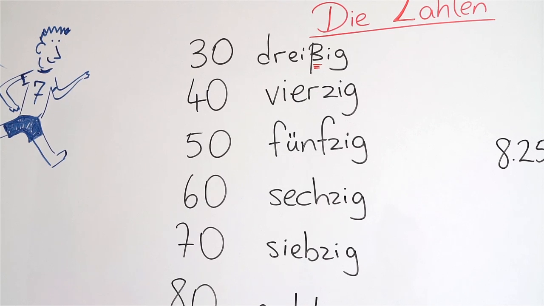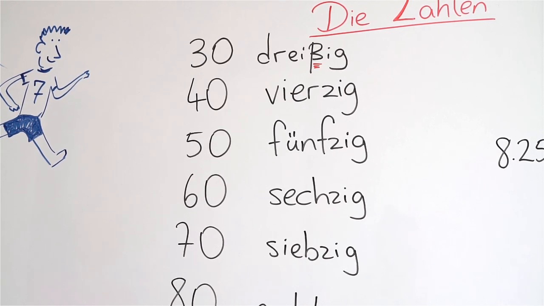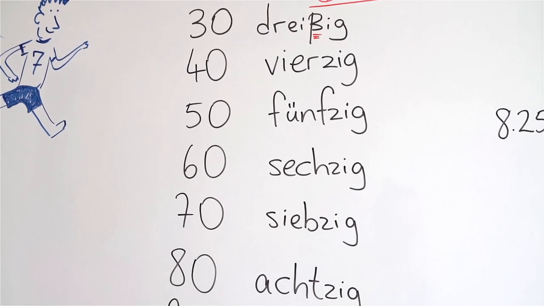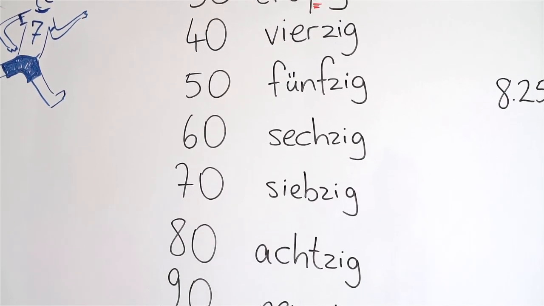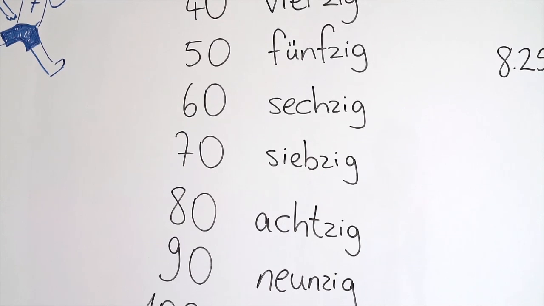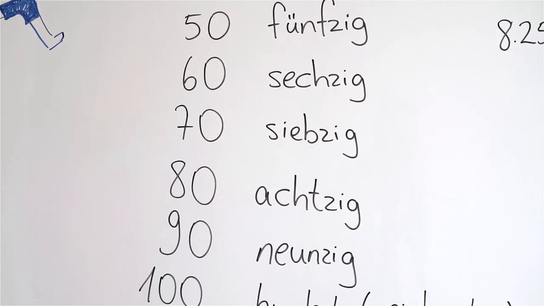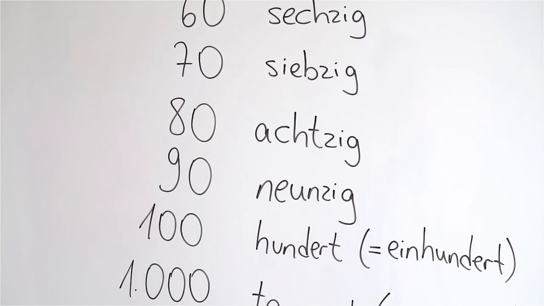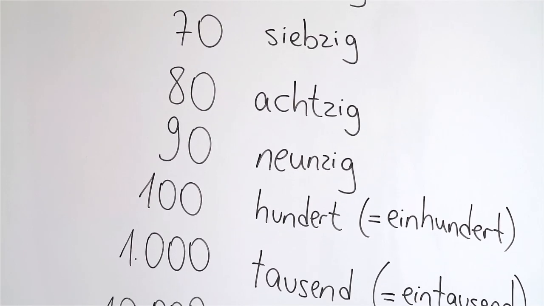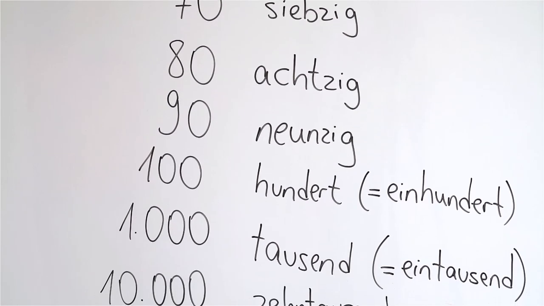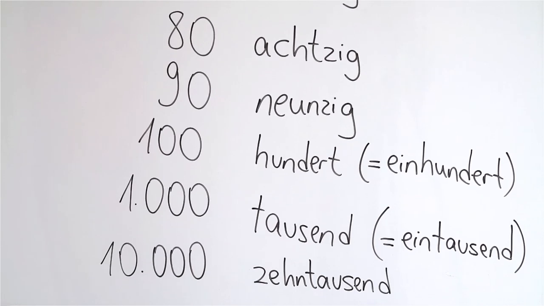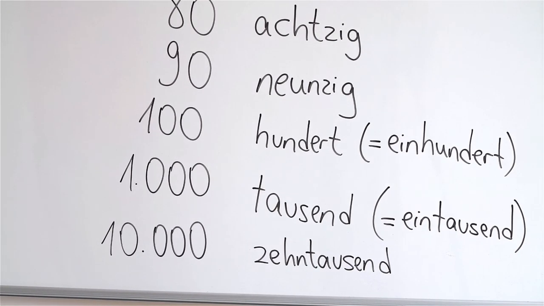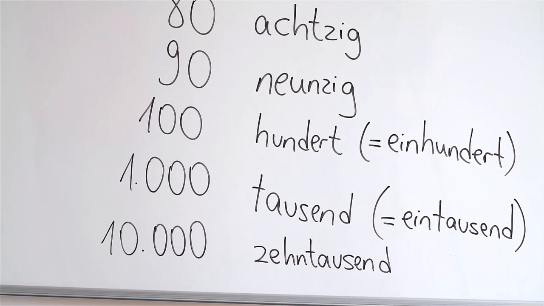30, 40, 50, 60, 70, 80, 90, 100, 1000, 10,000.